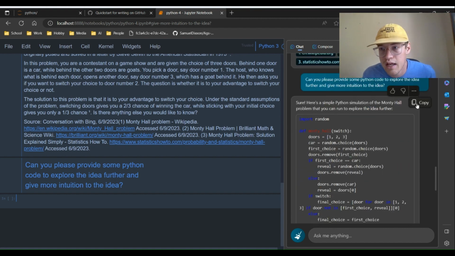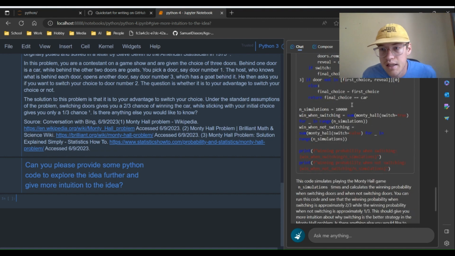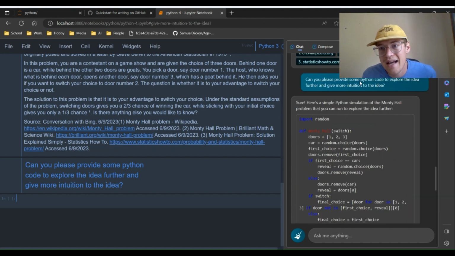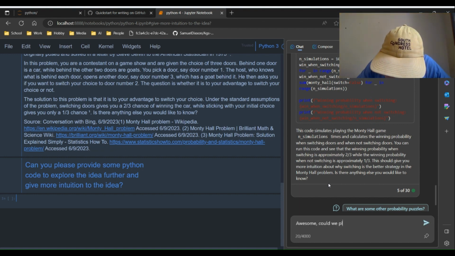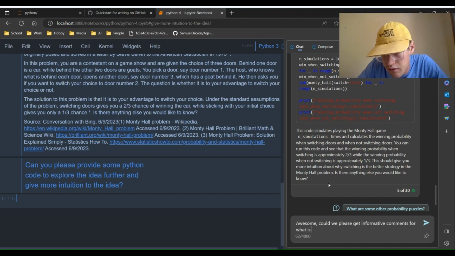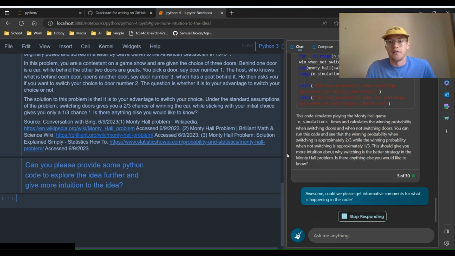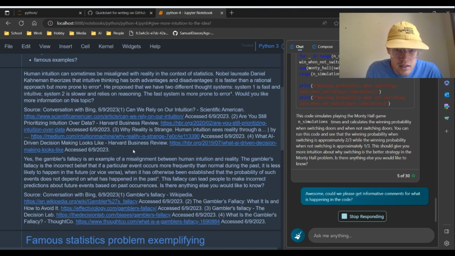Sweet. So we're gonna actually go ahead and copy this. But one thing to note is I didn't ask the model to give me comments, and I'm actually going to do that now because this is kind of hard to explain, especially with an audience who might not have too much experience with code. So let's do that now. Awesome. Could we please get informative comments for what is happening in the code? Sweet. So we're going to explore that idea a little further here.